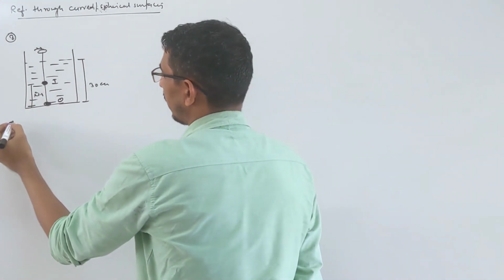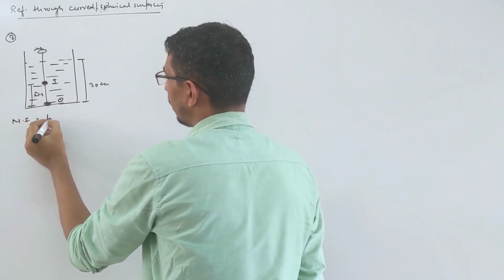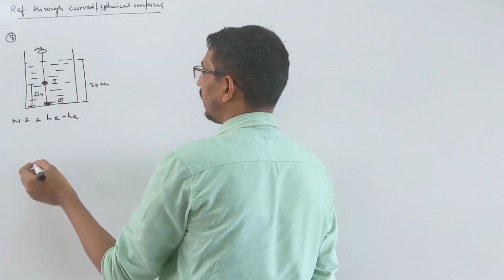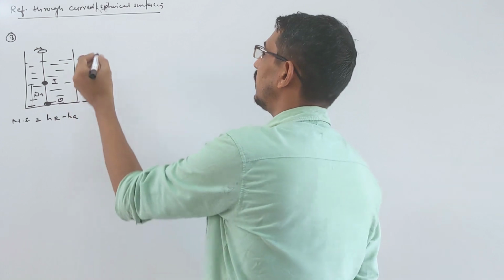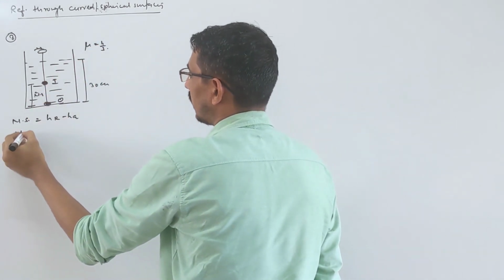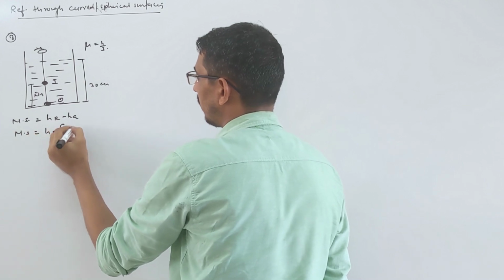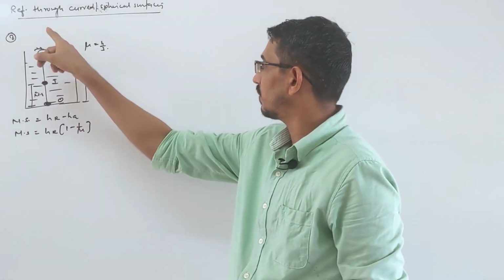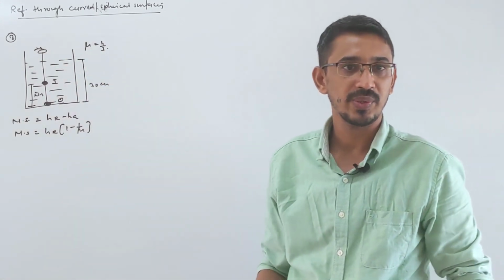So you can write the normal shift in two ways. One, if you know h real and h apparent, you can write it like this. Or if you know the refractive index, like in this case where mu is given as 4 by 3, the normal shift is also equal to h real times 1 minus 1 by mu. Here the object is placed in the denser medium and you are watching from the rarer medium, so this is how the normal shift is produced.